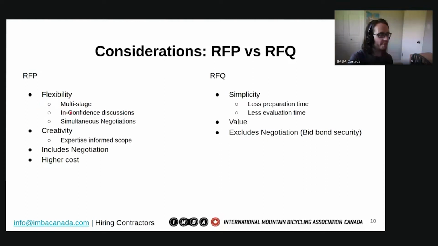You can have in-confidence discussions with RFPs. And that means that you can receive a bid from somebody and then turn around and ask them for more information. You can say, well, okay, what would it cost for this? Or what do you think about this? You can do that in Canada with the RFP process. And you can also simultaneously negotiate through the RFP. So as long as you are retaining confidence and fairness, you have a duty of fairness to this, you can negotiate with more than one proponent through this phase and then move to award after that.